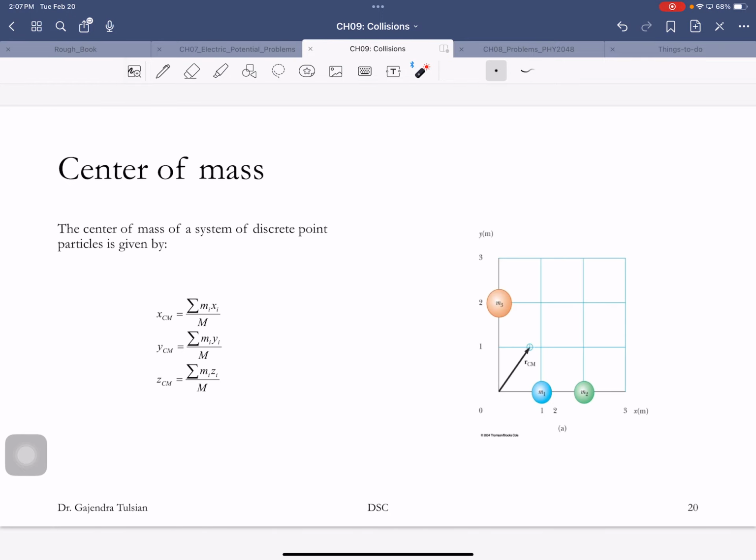Now, here's an interesting point. The center of mass of this system of particles is there. The center of mass of an object doesn't have to be within the object. So here's a better illustration. Let's say you have an object like that. Its center of mass can be here. So the center of mass of an object doesn't have to be within the object.